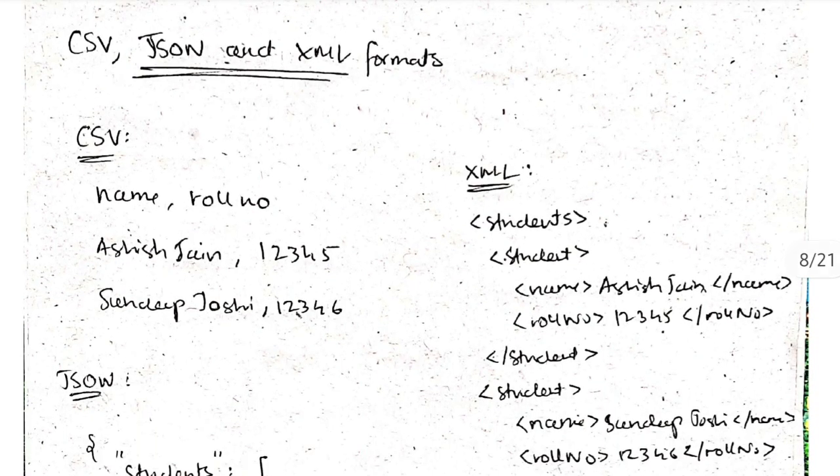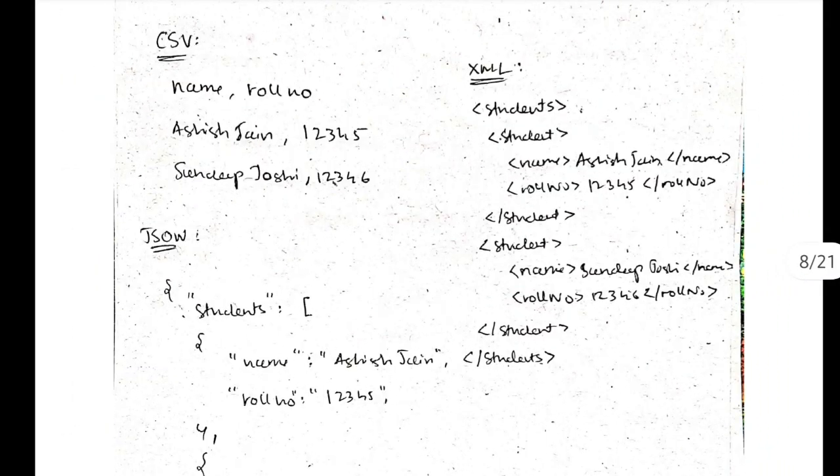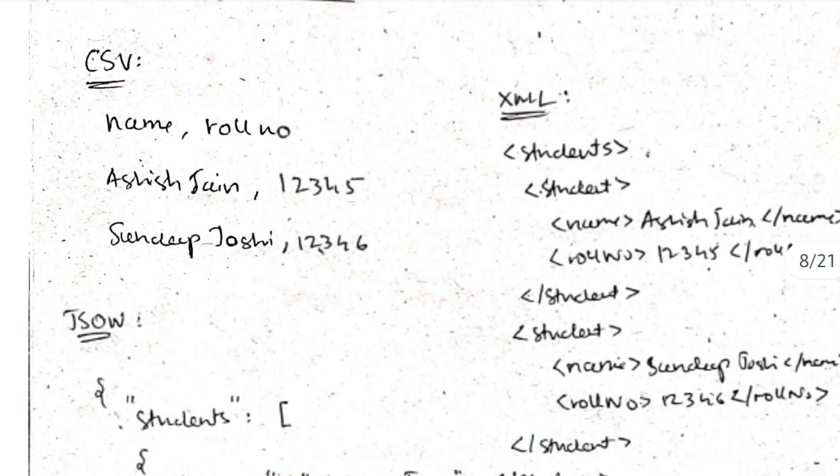Moving on to the CSV, JSON and XML formats: comma separated values, JavaScript Object Notation, and Extensible Markup Language. These are the different types. I am storing the same information in three types. In CSV, as you can see, there are comma separated values.